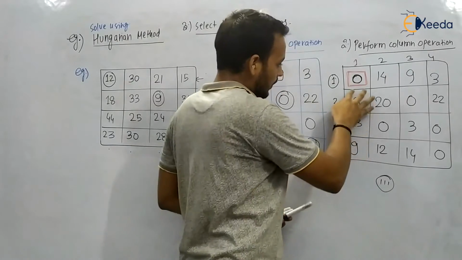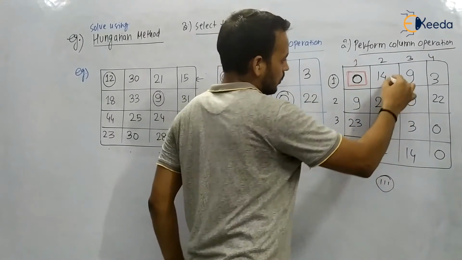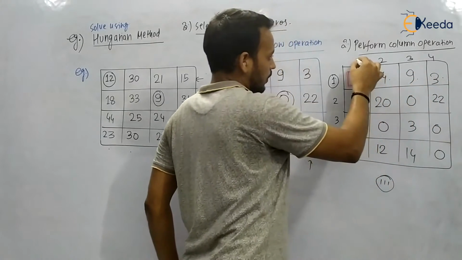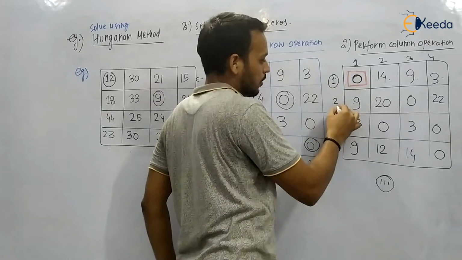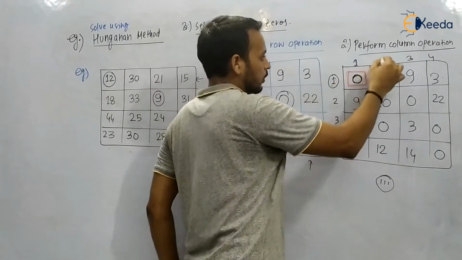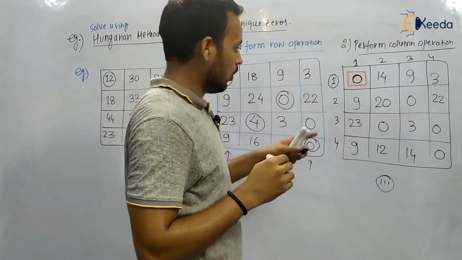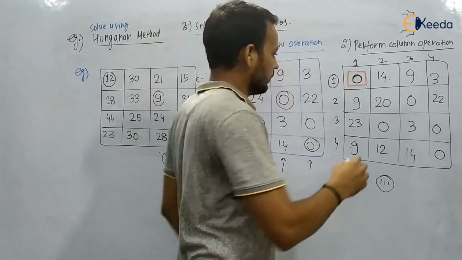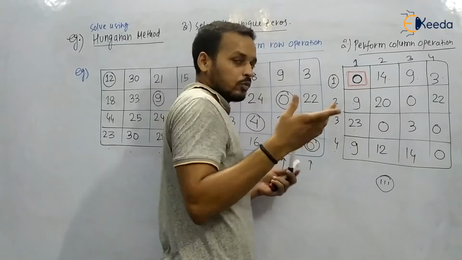Every other entry in this row and column we will not select, because this destination has received from 1, so it cannot receive from 2, 3, and 4. And this factory has supplied to 1, so it cannot supply to 2, 3, and 4. So we have selected a unique zero. Now in the next row or column you can proceed.